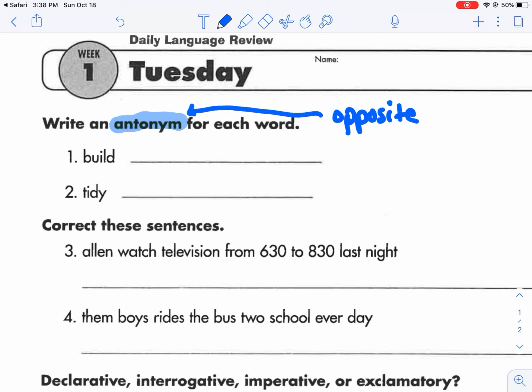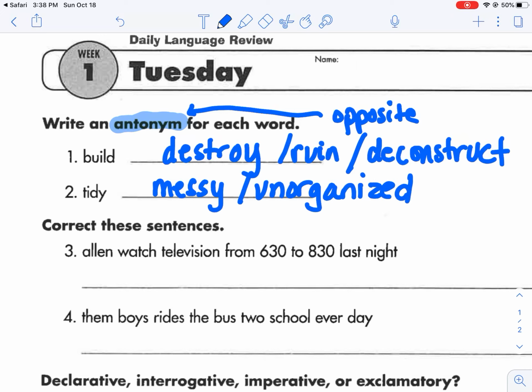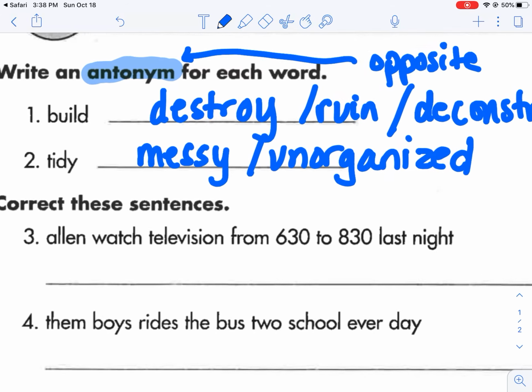So let's try that again. What is the opposite of the word build? How about destroy, ruin, or deconstruct? Those words are antonyms for build. An antonym for tidy, which means clean, would be messy or unorganized. All right, now we got the right idea. Antonym means opposite. Okay, now we have to correct some sentences.